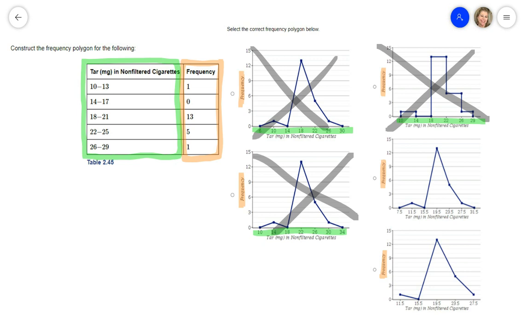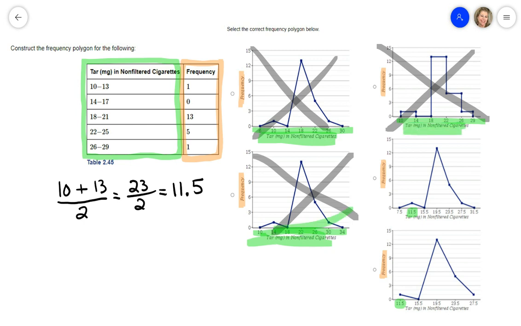The midpoint between 10 to 13: 10 is the lowest value, 13 is the highest value. To find the midpoint, you add the two together and divide by 2. 10 and 13 is 23. Half of 23 is 11.5. I only see 2 of them that have an 11.5. This one has an 11.5 and this one does. There is no 11.5 in here or in here or in here. Those are gone. So I was able to knock out 3 of them like that. Now I'm down to 2.